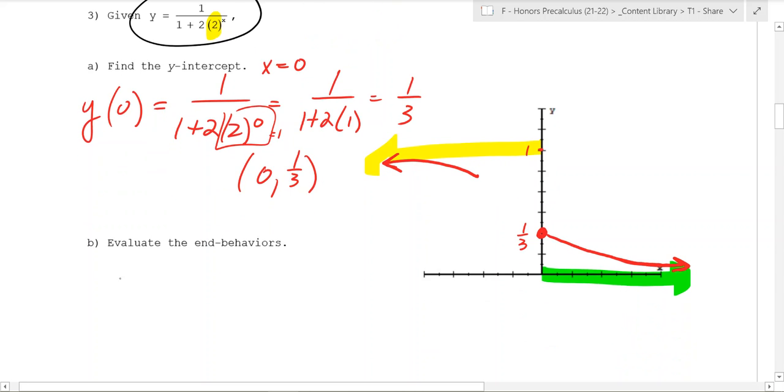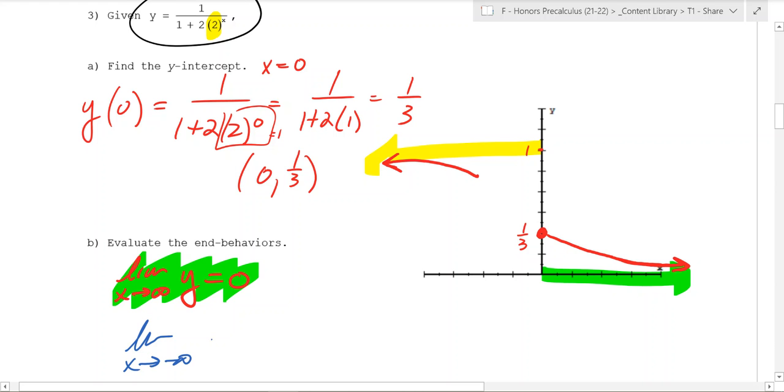So in this case, we know that the limit as x goes to infinity of y goes to 0. That's the green. And the limit as x goes to negative infinity of y is 1. I'll clean that up just a little bit for you. Hold myself to the same standards I hold you to.